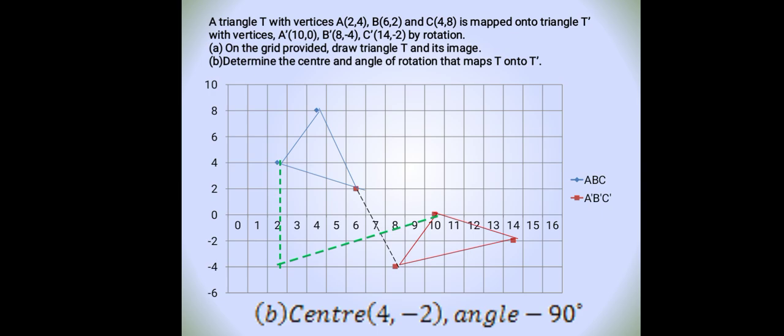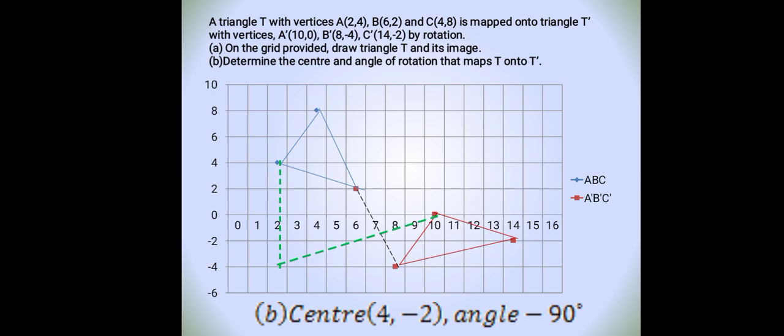A triangle T with the vertices A(2, 4), B(6, 2), and C(4, 8) is mapped onto a triangle T' with the vertices A'(10, 0), B'(8, -4), and C'(4, -2) by rotation. On the grid provided, draw triangle T and its image. Determine the center and the angle of rotation that maps T onto T'.